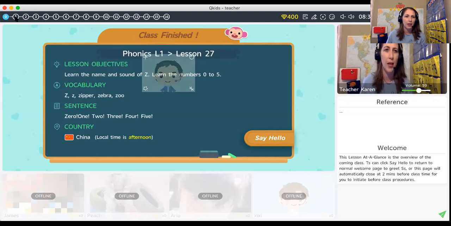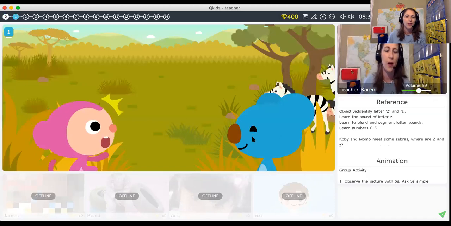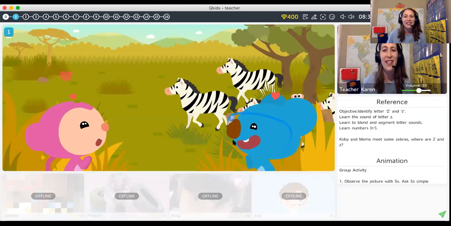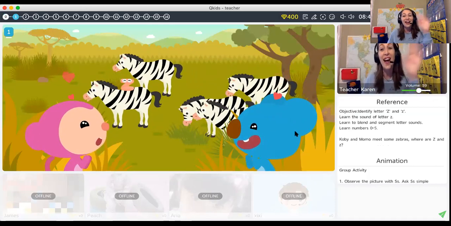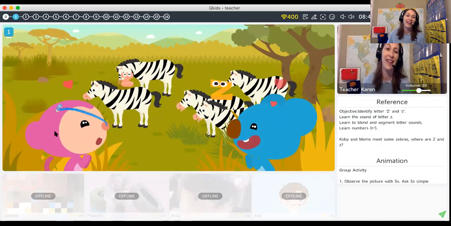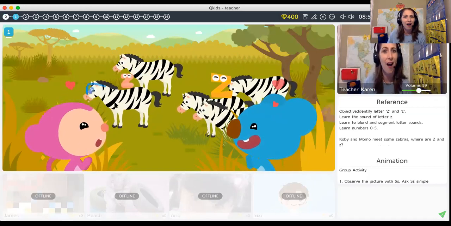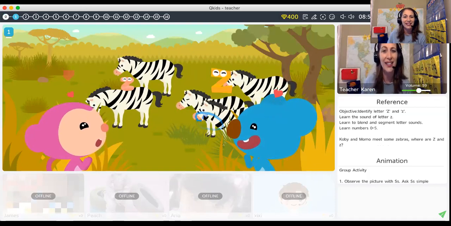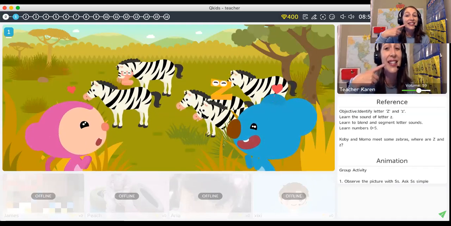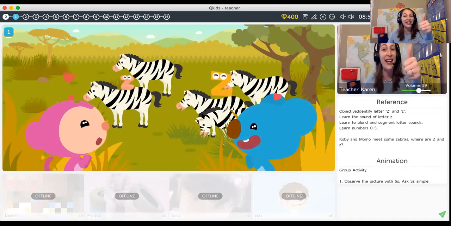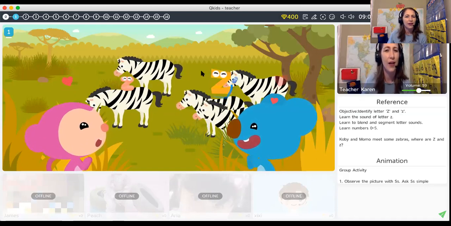On the first page is the character greeting. On this one, I'll say, oh, who is this? Depending on the age of the group, if it's younger kids, I'll say, oh, everyone, say hi, Kobe. Hi, Momo. What are these? What animal is this? Yes, it's a zebra. Good. Oh, and what letter?